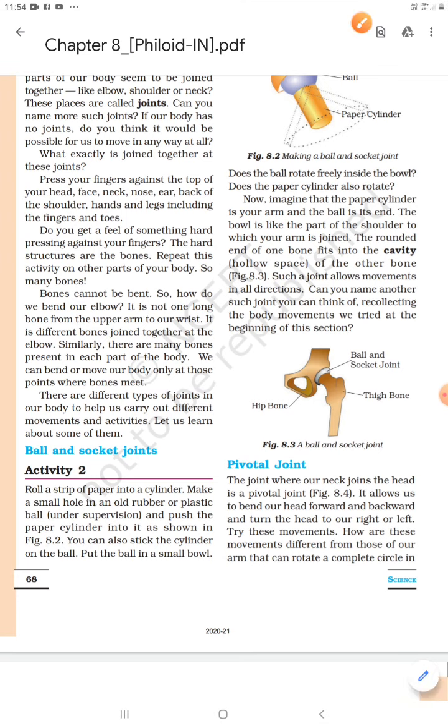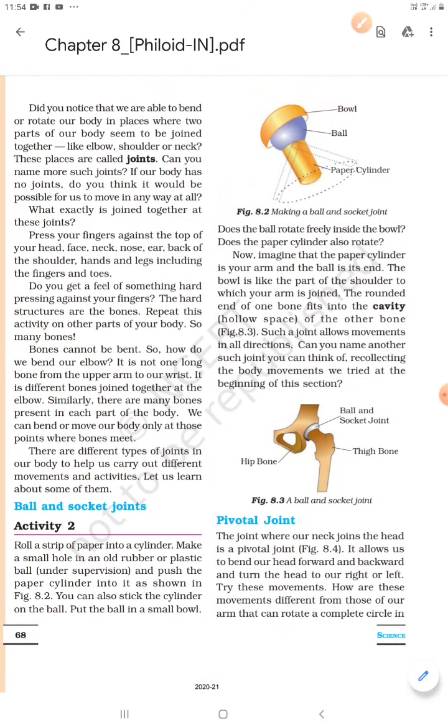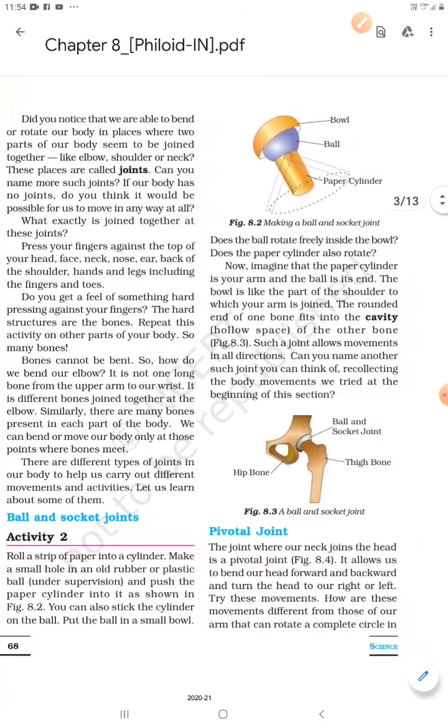For this ball and socket joint, we have to do one thing. Roll a strip of paper into a cylinder, make a small hole in an old rubber or plastic ball, and push the paper cylinder into it. You can also stick the cylinder on the ball. Put the ball in a small bowl. Does the ball rotate freely inside the bowl? When we rotate this ball, you will observe that this ball also rotates.